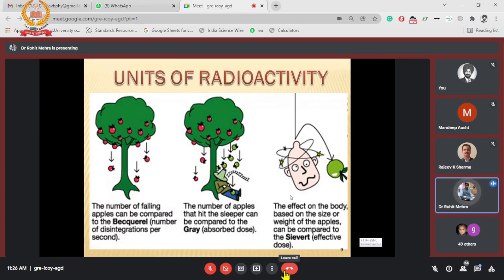Now, after this absorbed dose, so whatever I have absorbed, what will be the effect on my body? That is my effective dose. So this I have shown with the picture, that a hump is created. Of course, with the apple, no hump could be created, but just for a pictorial representation, an apple falls on the head of a person and a hump is created. That is the effect on the body.